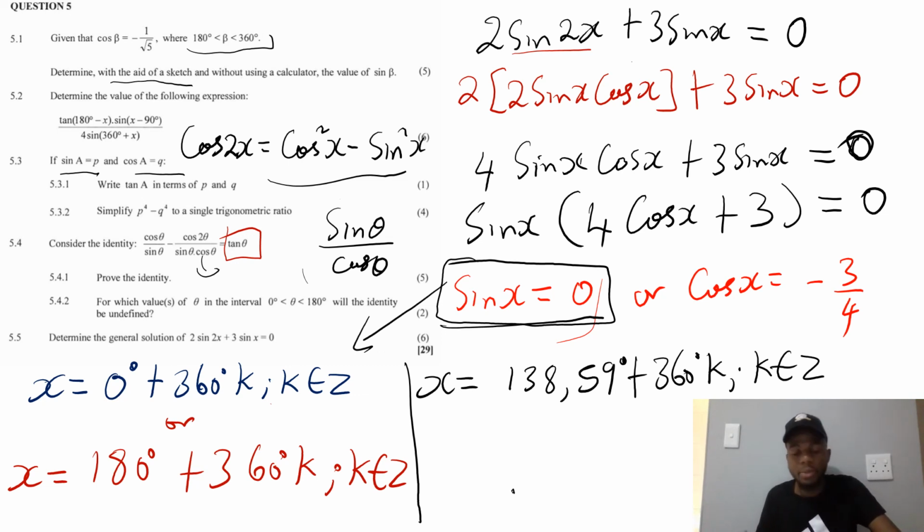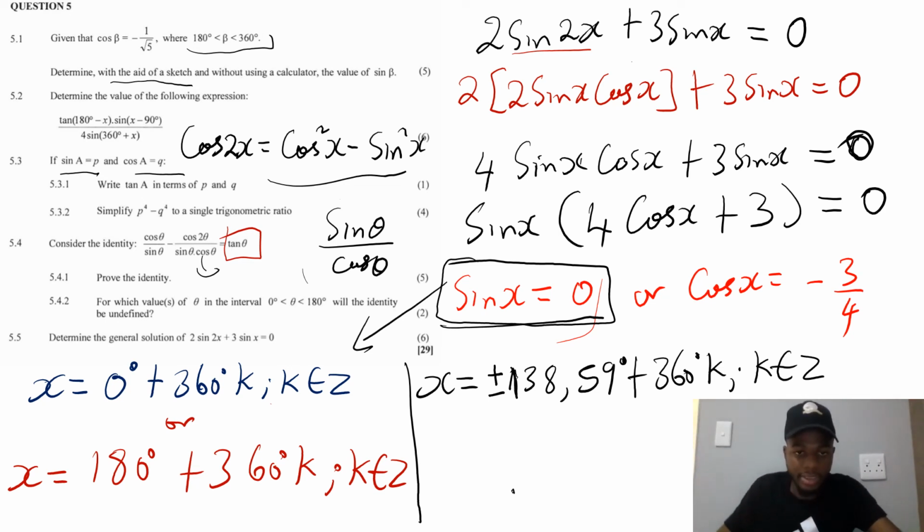I need you to know something here. For cos, we write plus or minus. For cos only, but for sine there's no plus or minus. Even tan, we don't have plus or minus again. So those are our general solutions.